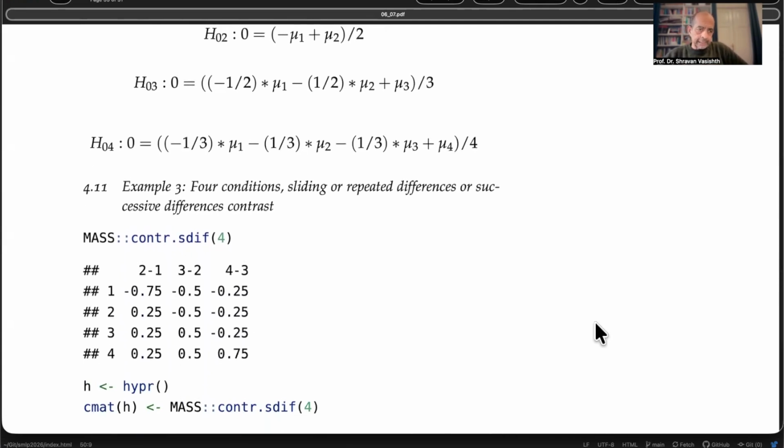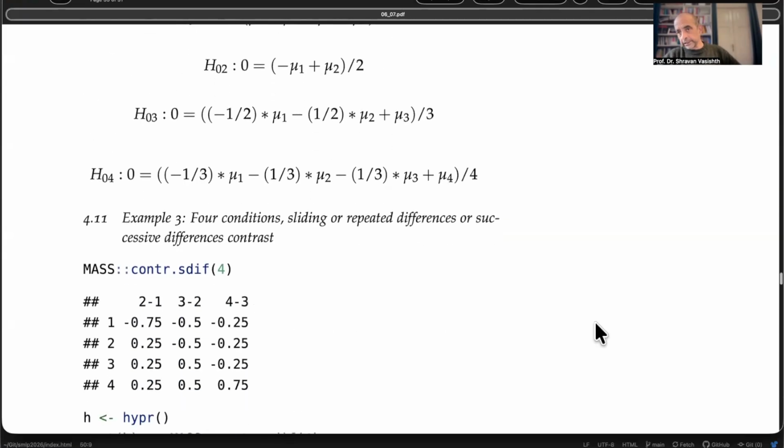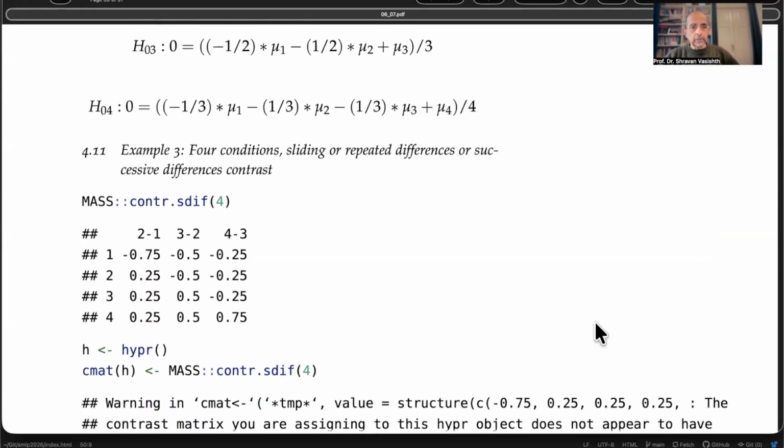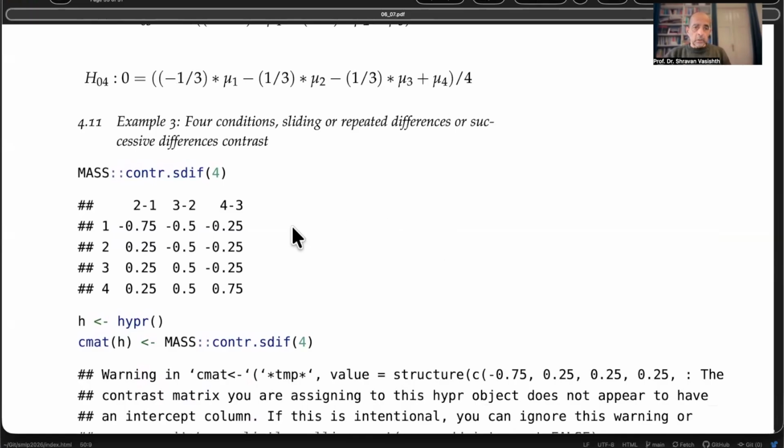So we've looked at Helmholtz contrasts, and before that we looked at the three condition case, right? So now I'm going to talk about a four condition case where you have sliding or repeated differences or successive differences contrast. So in the MASS package, there is a contr.sdif function that for n conditions, so n is 4 here, sets up the following comparison.